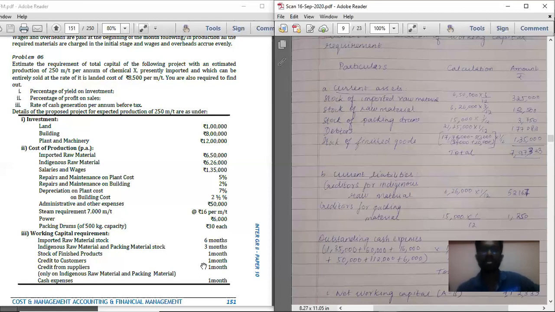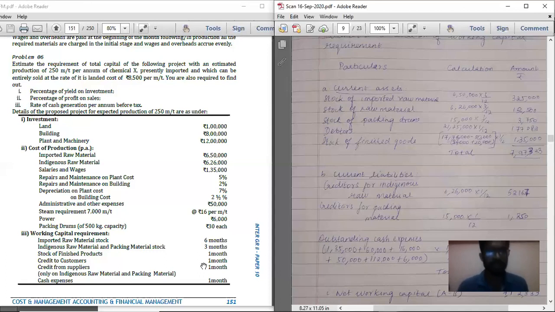So how much is the stock of finished goods we should find? For finding the stock of finished goods, what is the basic requirement? Cost of production. Till the goods are made available as finished goods, what are all the expenses incurred? That is called the cost of production.